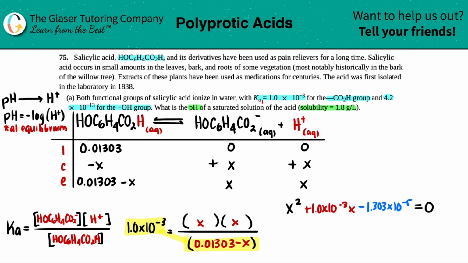Now remember, with the quadratic, we need a, b, and c. A is the number right before the x squared. There was no number, so it's a 1. B is the number right in front of the x. Got to take into consideration the sign. This one's positive, so that's okay. So 1.0 times 10 to the negative third. And then c is just the random number at the end. It's a negative, so I have to include that negative. Negative 1.303 times 10 to the negative fifth.